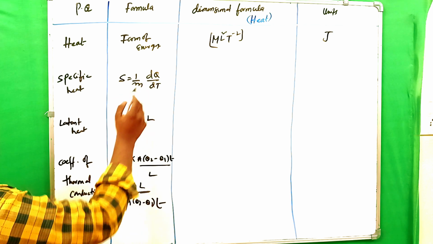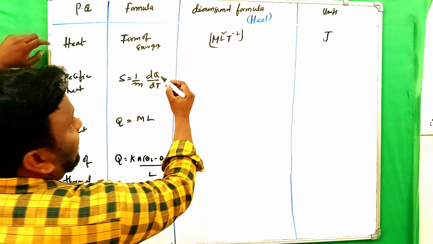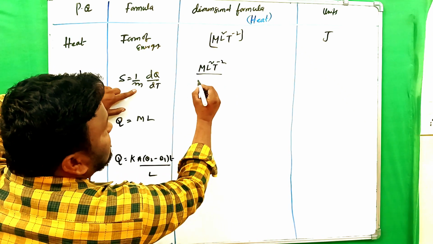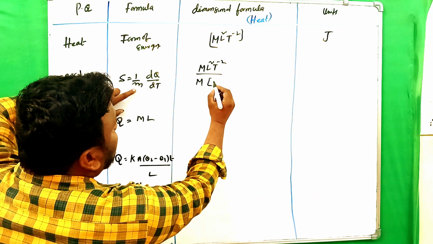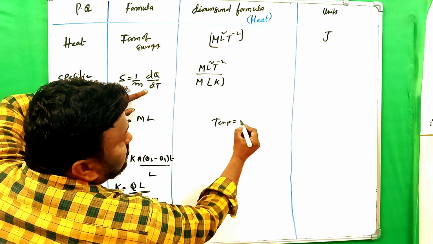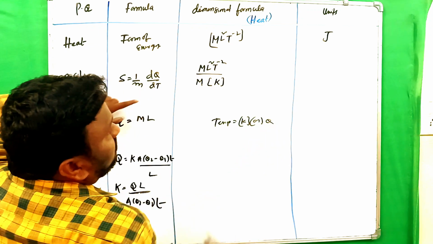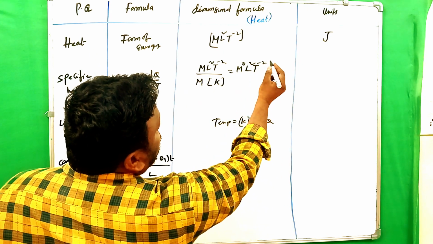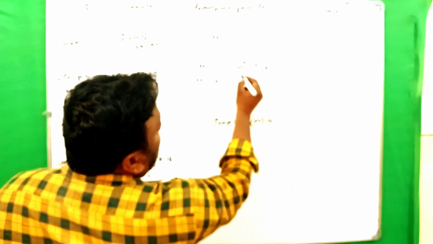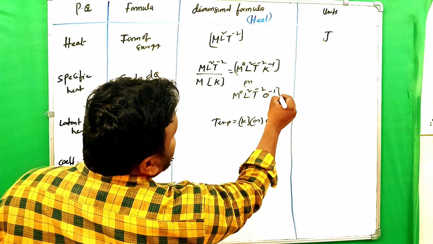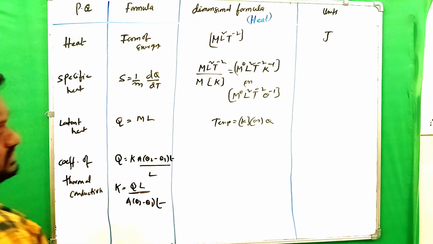Next thing is specific heat. S is equal to 1 by m into dq by dt. Here dq is the heat energy, so M L square T inverse 2, divided by mass M, and dt is temperature. It is K. I told you, temperature may be shown as K or theta. Then M to the power of 0 L square T inverse 2 K inverse 1, or you can show it like this also, M to the power of 0 L square T inverse 2 theta inverse 1.